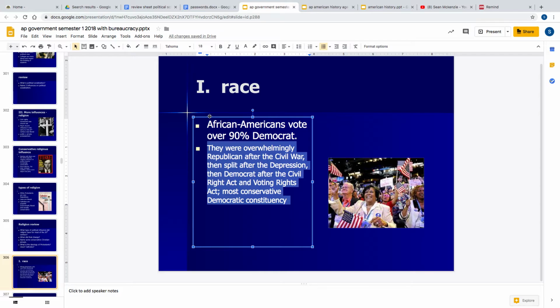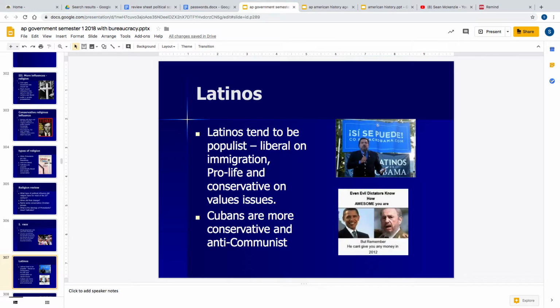So that's one of the functions of party, unifying different groups. Just because they're very Democratic doesn't mean that they're liberal. They tend to be fairly conservative Democrats. It's a big mix: white liberals, white Democrats, are much more liberal than black Democrats. Latinos tend to be populist, so a little bit of overlap with African American churchgoers. Cubans, Marco Rubio for example, are conservative, anti-communist.